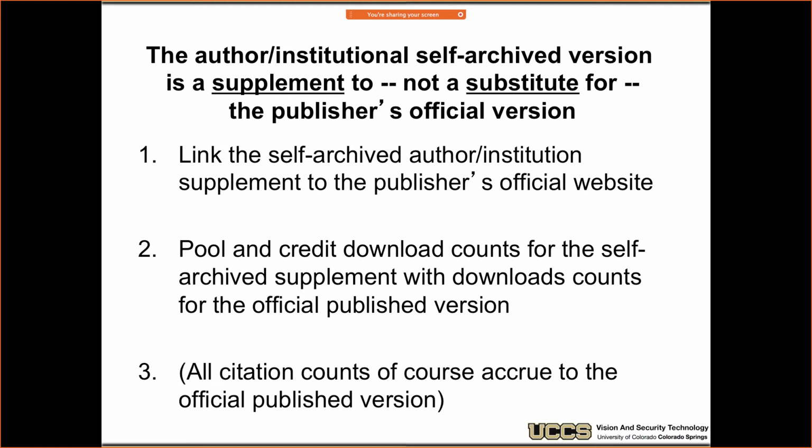Pool and credit downloads for the self-archived version with downloads counted for the official version, right? Google Scholar is doing this already. They're properly pooling the fact that the two papers are linked, and all citation counts eventually accrue to the official published version. This is part of arXiv's original design, right? This is why the publishers don't mind so much.